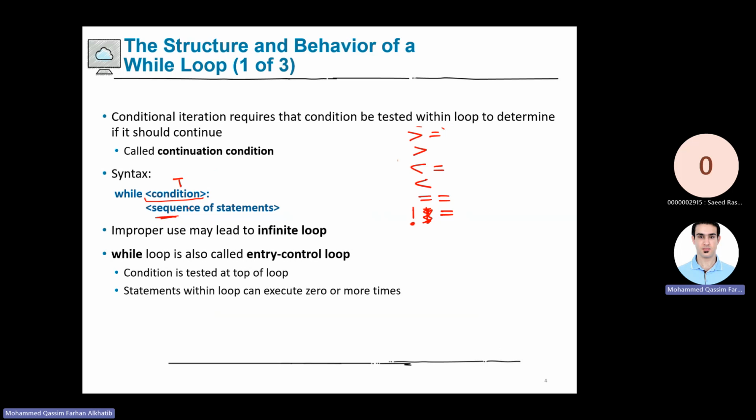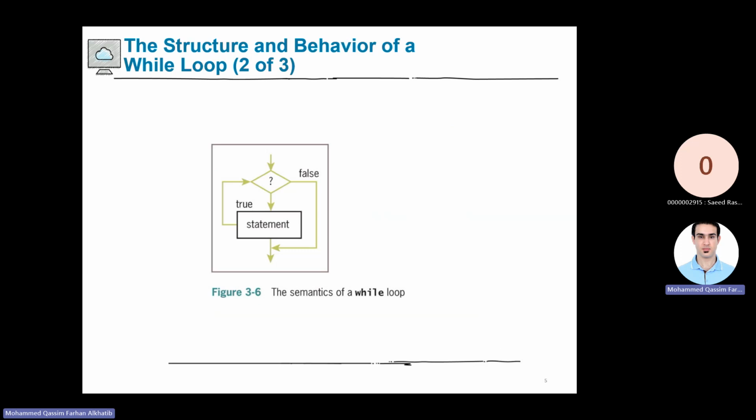Sometimes you write code to repeat a task. You are entering student marks, and when you enter the student marks, every time you do an input, it's an entry controlled loop. So you check the condition, and the statements within the loop can execute 0 or more times. The only case of 0 is when the condition is false.